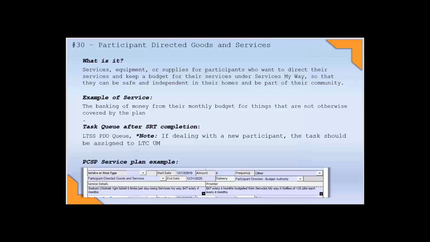And the other participant-directed option service, participant-directed goods and services. So this is services, equipment, or supplies for the participants under Services My Way. So this is the items outside of the waiver services. So like their Depends or things like that, gloves. So this is the banking of money from their monthly budget for things that are not otherwise covered by the plan.